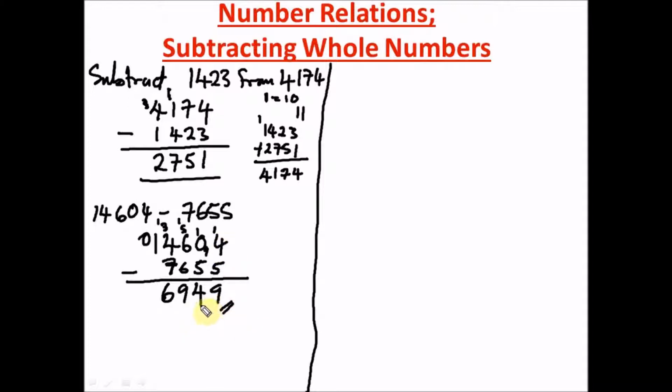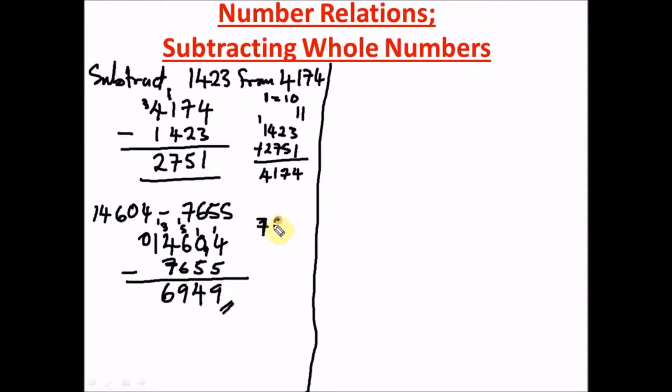To check if this answer is correct, what do we do? We add these two numbers to see if it will give us 14,604. Can we add it together? Yes, we can. I hope I'm not too fast. If I am, please feel free, anywhere you're lost, let me know. Drop a comment and I'll explain to you, okay, in this video.